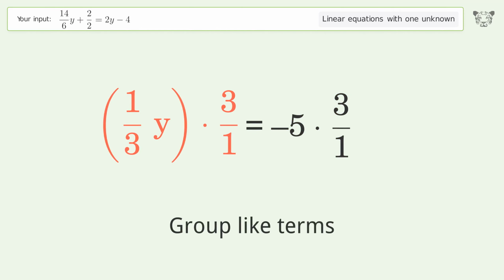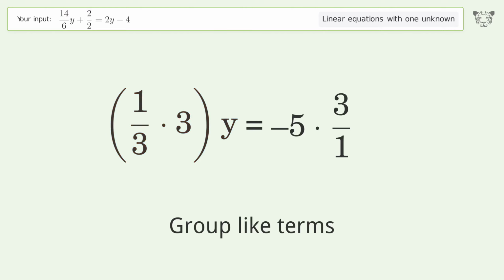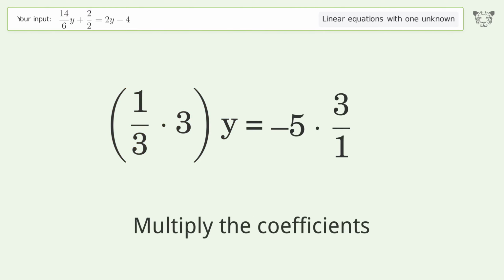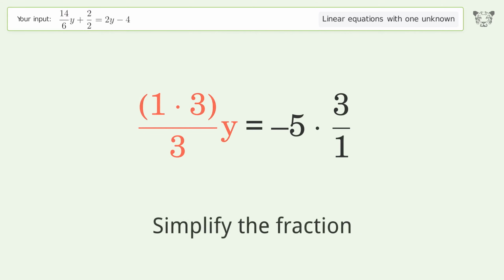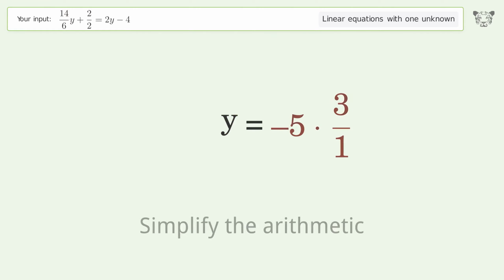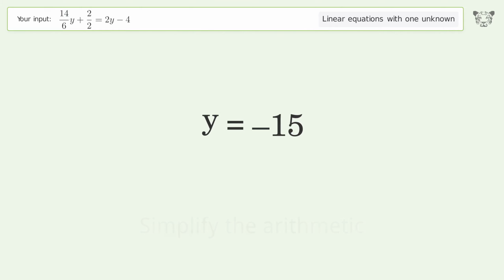Group like terms. Multiply the coefficients. Simplify the fraction. Simplify the arithmetic. And so the final result is y equals -15.